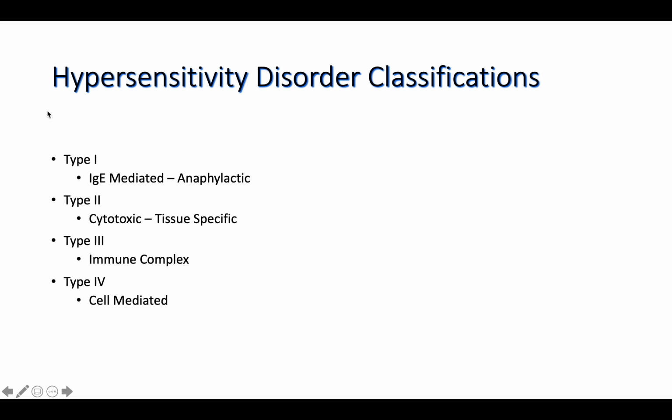And then the disorder classifications go type 1 through type 4. The four of these are interrelated, and in a lot of hypersensitivity reactions or allergic reactions, several of these work at the same time or sequentially. So let's look at them.